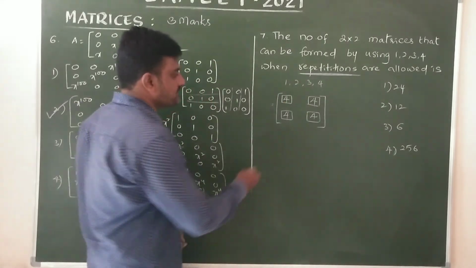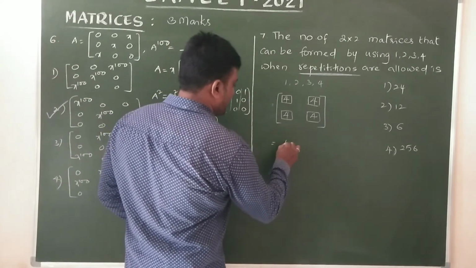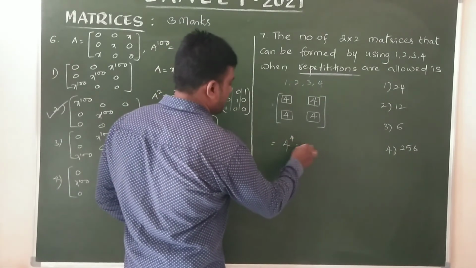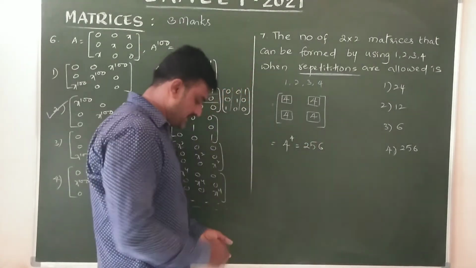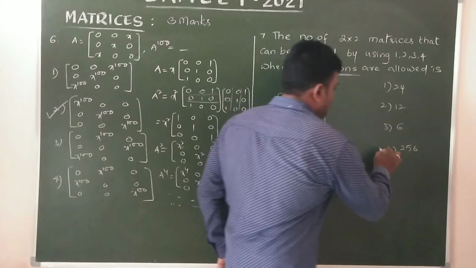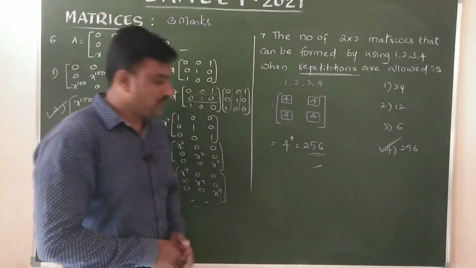So n power r means 4 power 4. Then that equals 256. Our option is the fourth one. Let us do more problems.